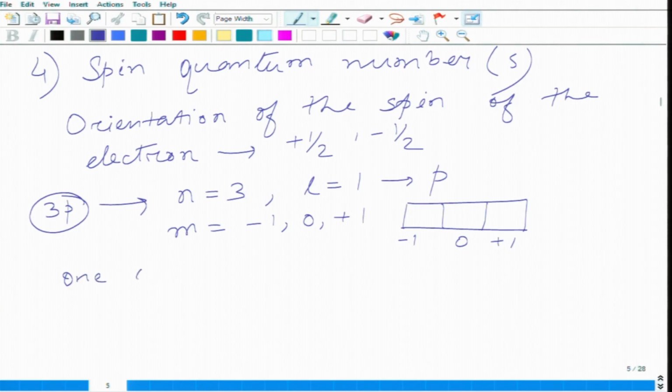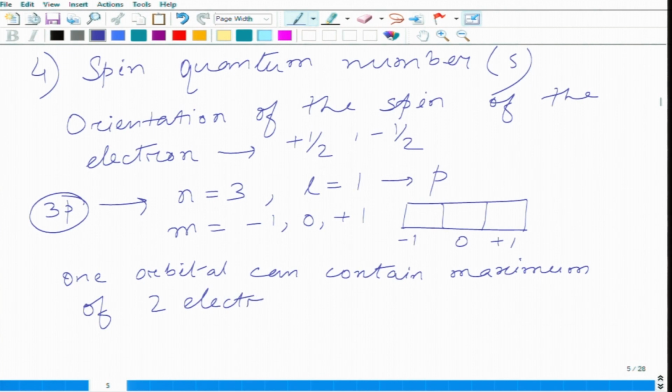Now, one orbital can contain a maximum of 2 electrons. So, now the p orbital can contain 6 electrons. So, we can write like this. Each orbital can have 2 electrons with the opposite spin. 2 opposite spins are the stable conformation. So, if this is plus half, then this is minus half.